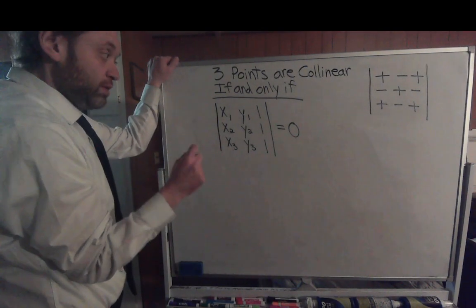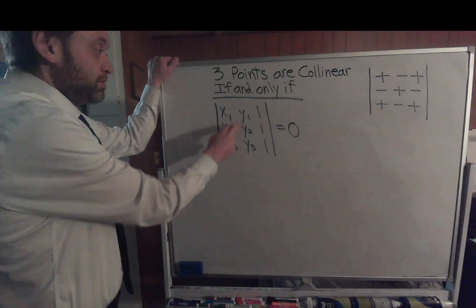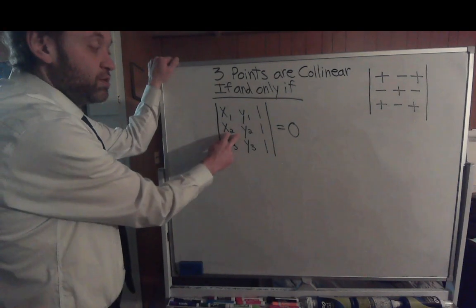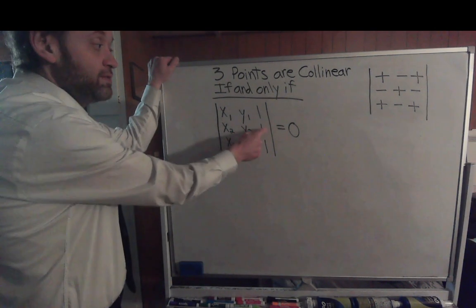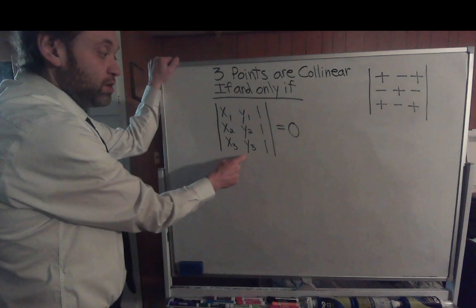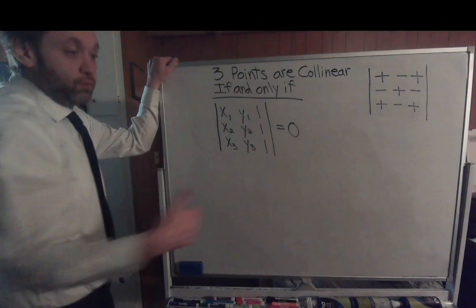So you have 3 ordered pairs. Your first ordered pair goes in the first row with a default entry of 1. Your second ordered pair goes in the second row with a default entry of 1 as the third entry. And then your third ordered pair goes in the third row with a default entry of 1 for your third entry.